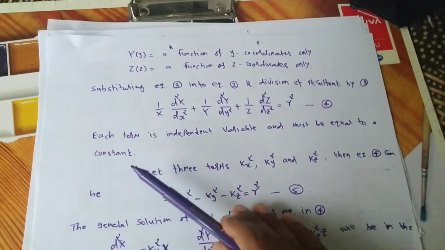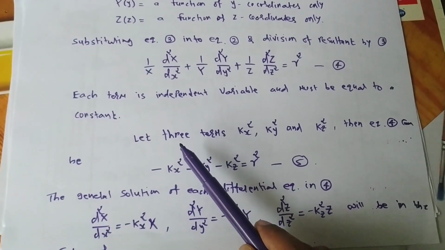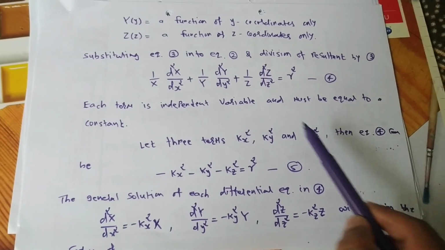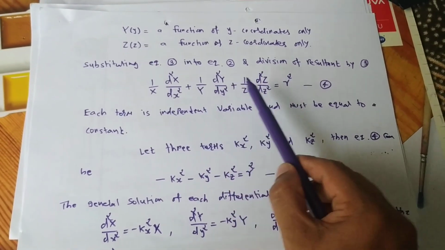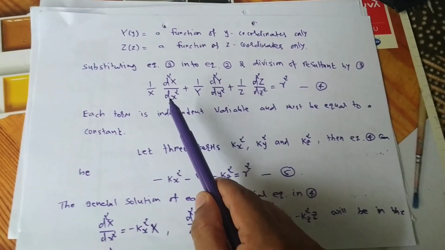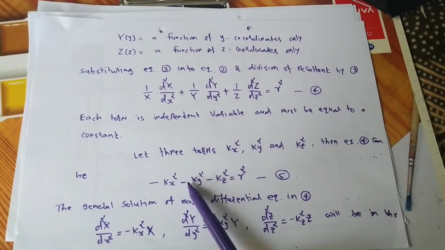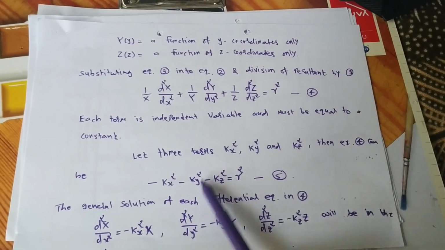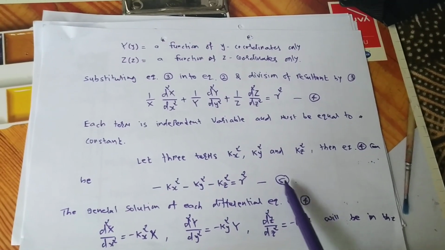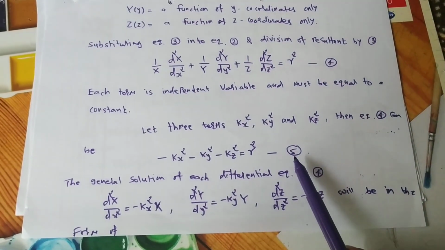Let me now define new variables. Let us define the three terms as kx square, ky square, and kz square respectively for these three differential equations. Then I can write minus kx square minus ky square minus kz square equal to gamma square. Let me define this new equation as equation number 5.